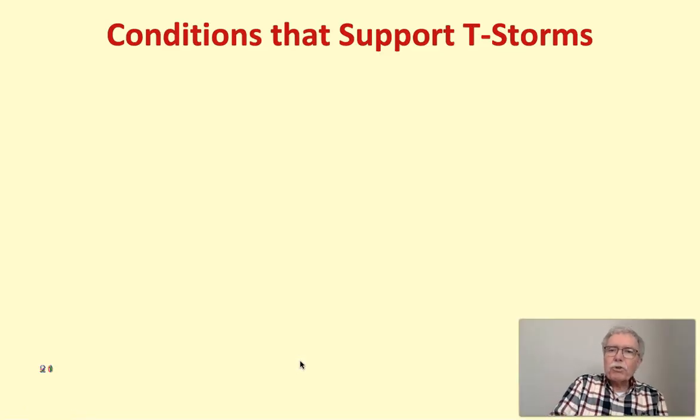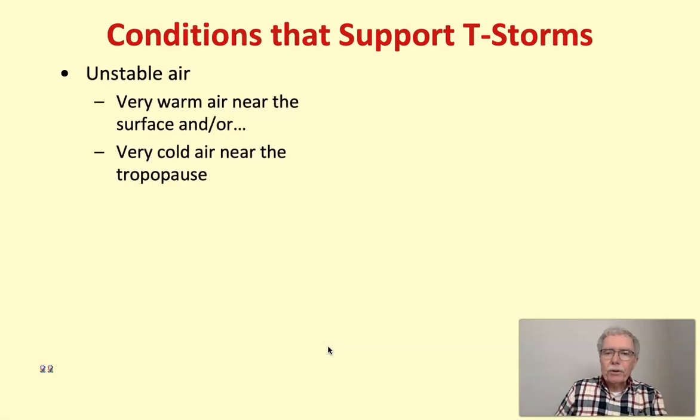So what are the conditions that support thunderstorms? Well, first of all, we have to have unstable air. And that can happen in one or both of two ways. Either very warm air near the surface, and of course warmer air rises, and you know the rest, or very cold air near the tropopause. That produces a very steep environmental lapse rate and enables parcels of air to rise quickly. Or you can have both. Both would be the best.